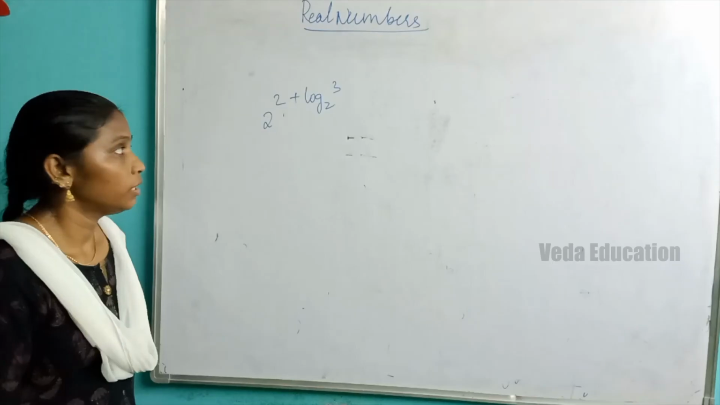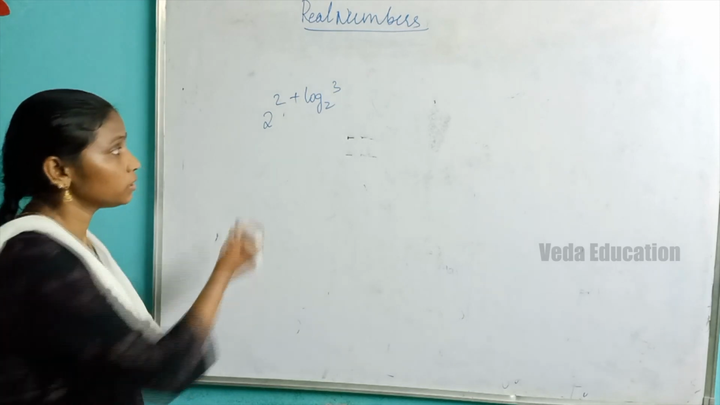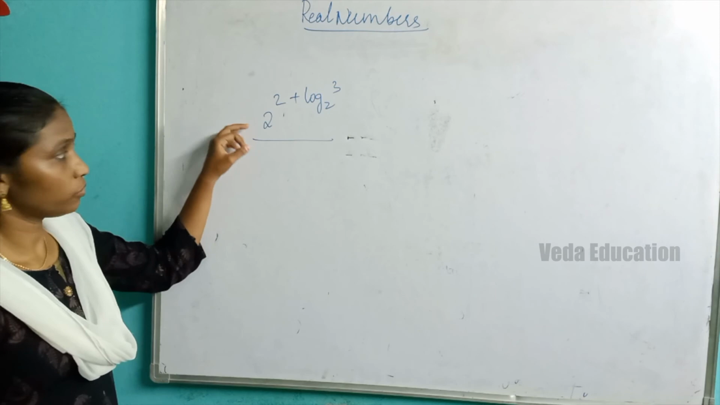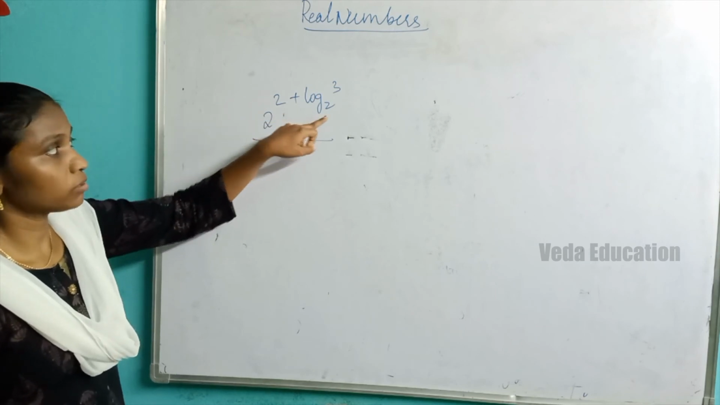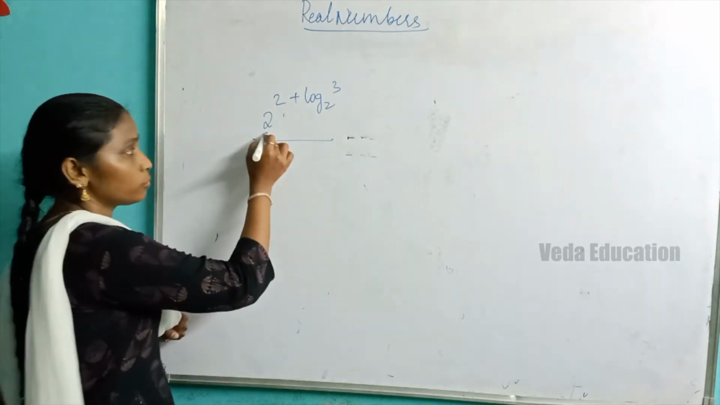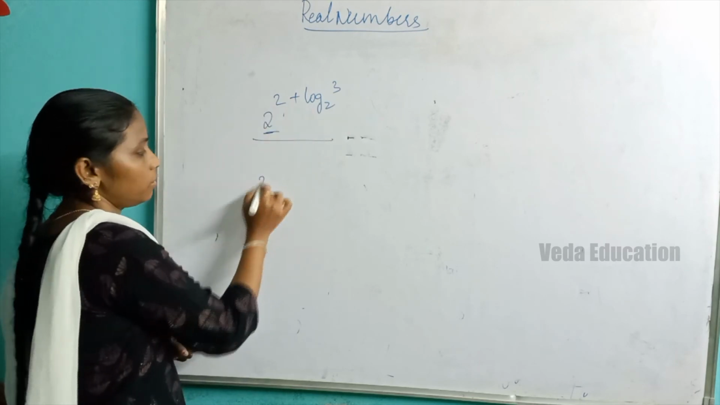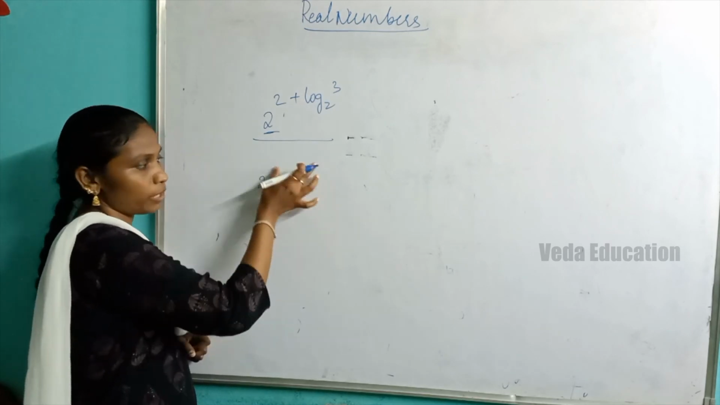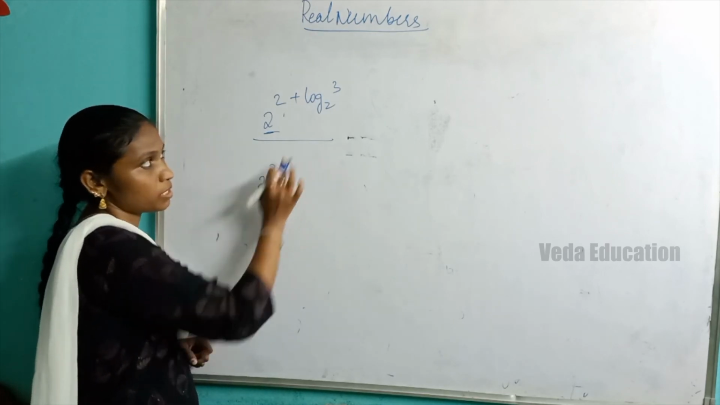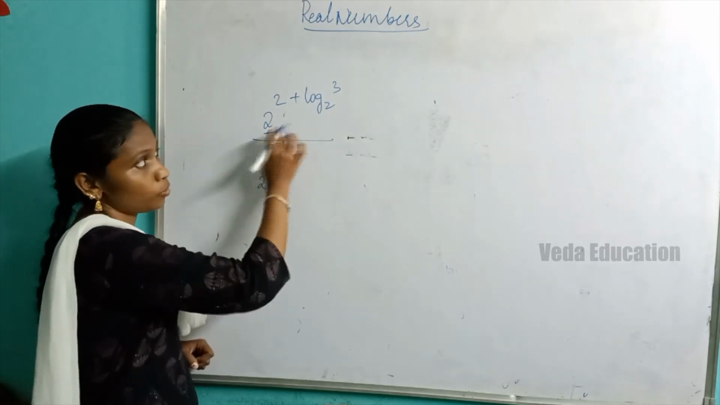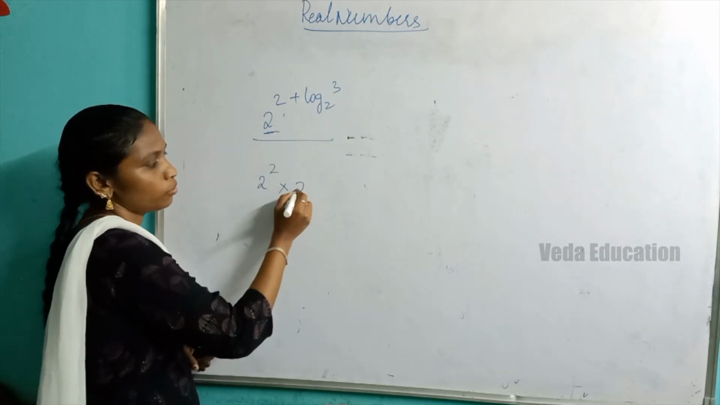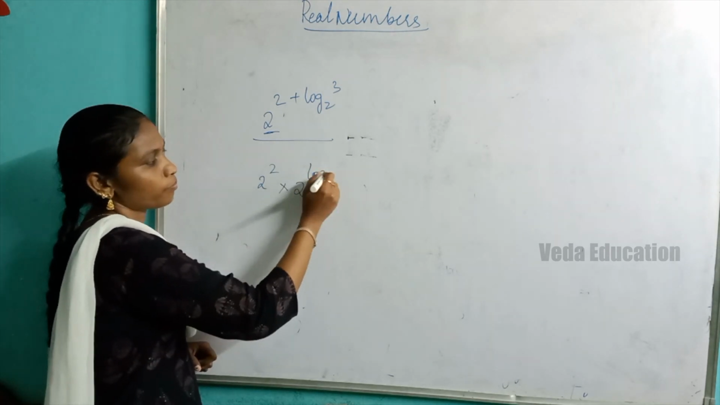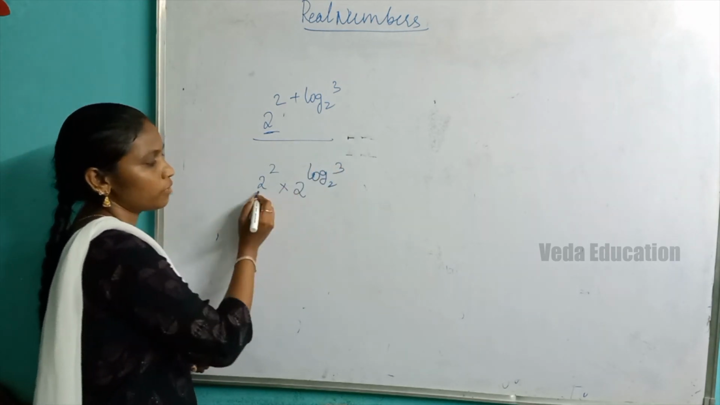Got it? Here is one more problem. First bit, last problem in 1.5. So here what is given to us? 2 to the power of 2 plus log 2 base 3. So here the 2 has two different numbers. When you add them, if same base or multiplying, you can add the powers. So here this base is applied to both numbers, both powers: 2 square into 2 base and log base 3. What is the value of 2 square?